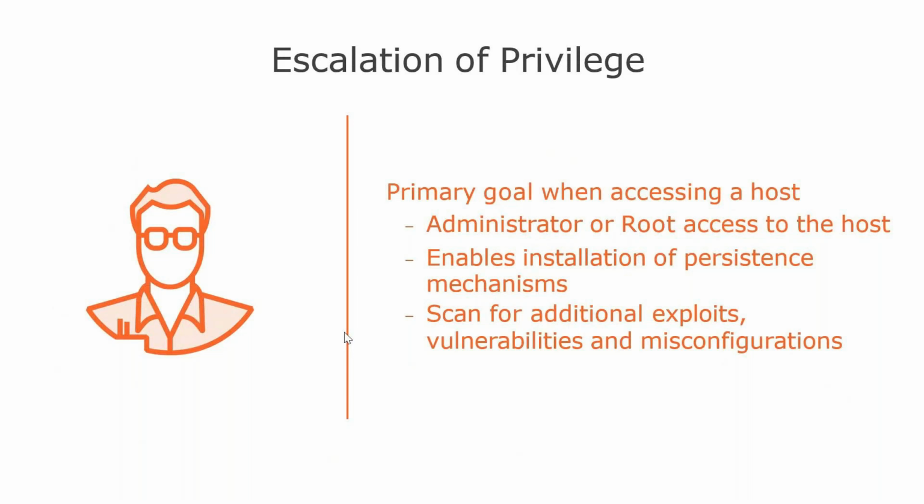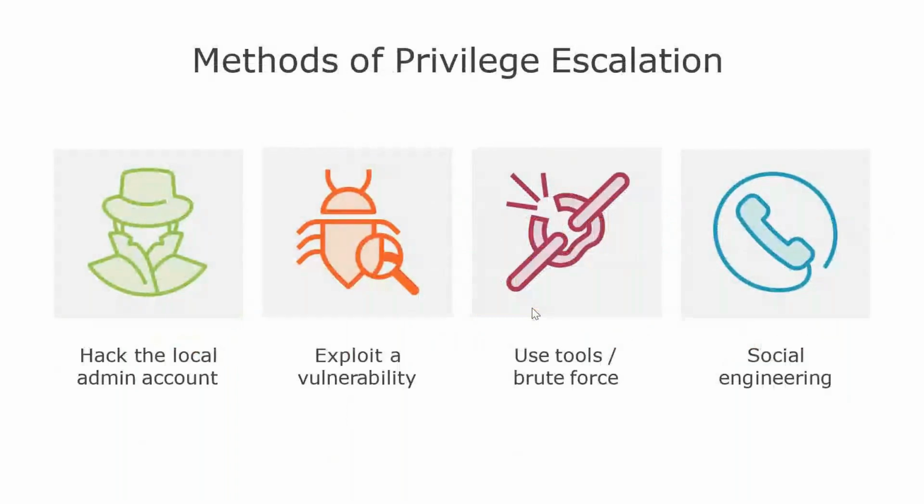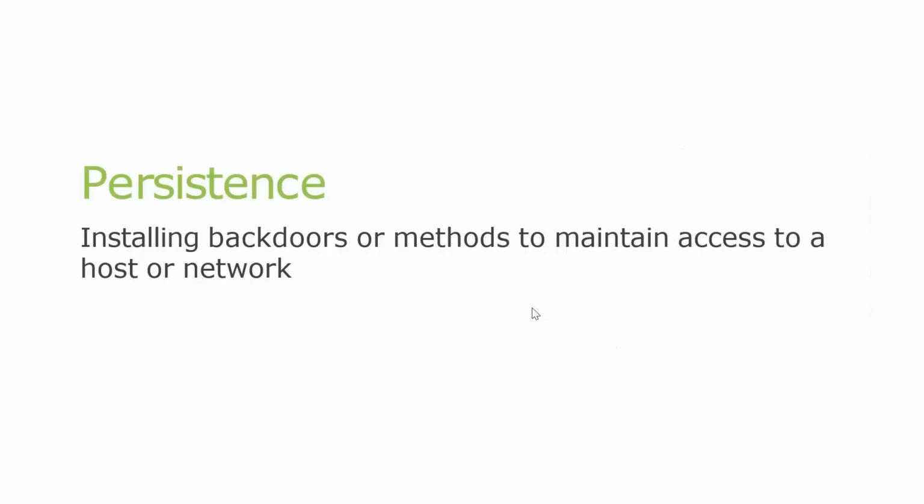Escalation of privileges means you have information about the primary goal, where accessing a host, you get administrator or root access to the host, enable installation of persistence mechanisms, and scan for additional exploits, vulnerabilities, and misconfigurations. Methods for privilege escalation which penetration testers can use: hack the local admin account, exploit the vulnerabilities, use tools for brute force and social engineering.